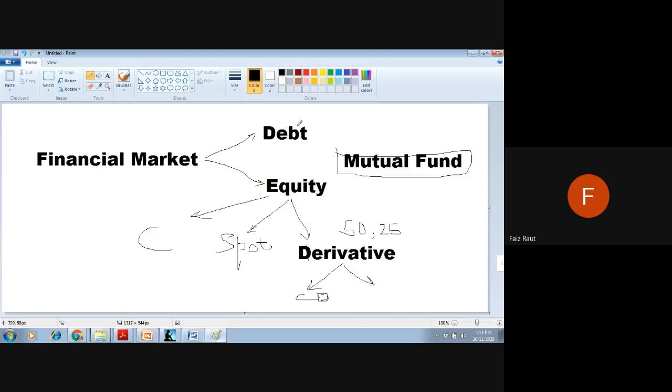Whether you have understood what is debt market, commercial papers, certificate of deposits, you may not know the details. Bonds you might be knowing, and the calculations of some of this are there in investment management also. Mutual funds you will study in investment management.